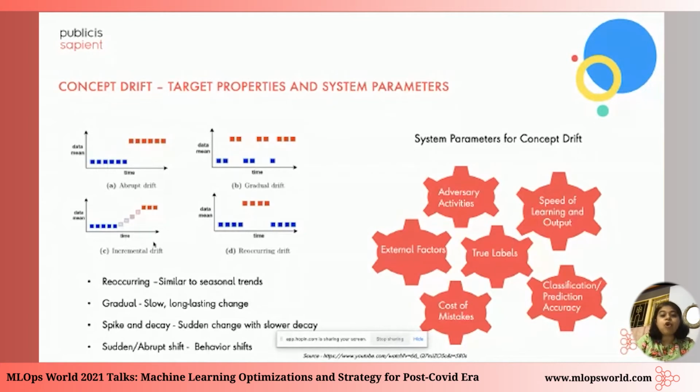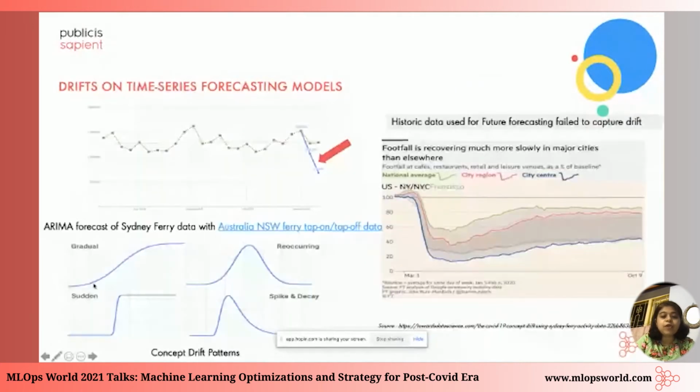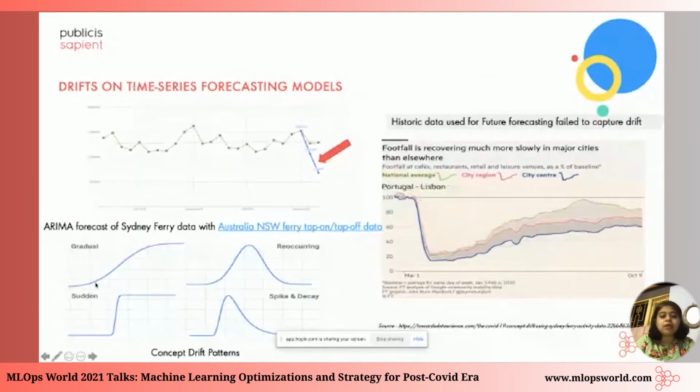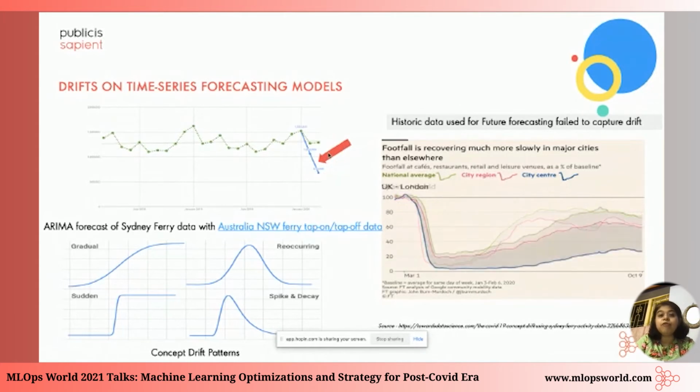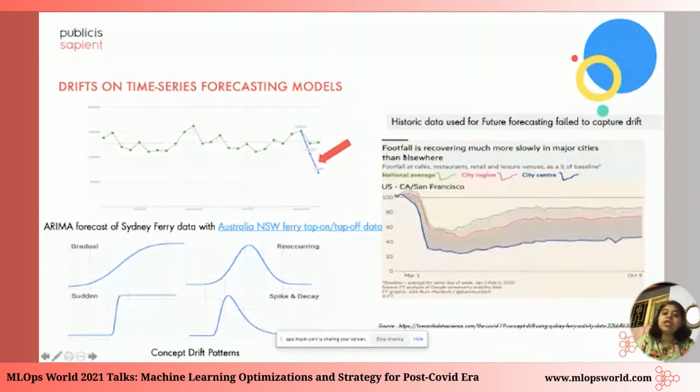And if we talk about examples that we have seen, we can see the same pattern of gradual, reoccurring, sudden and spike in an ARIMA model using Sydney ferry data, where the drift has been noticed after January 2020, most to February, March, April data. And in Australia, New South Wales ferry tap on tap off data, because people are not moving, people are not using the ferry. And it is very easy to capture drifts when we look at more historic data.